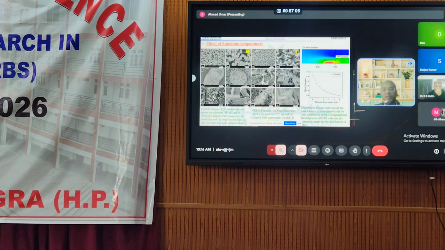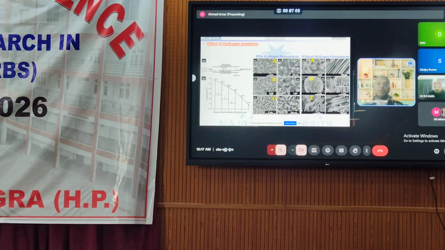This is because of the zinc distribution. We simulated it and found that once we increase the distance between the center of the furnace and the substrate, the distribution of zinc is reduced, meaning the zinc concentration is reduced. Because of the zinc concentration, we get this kind of morphology.